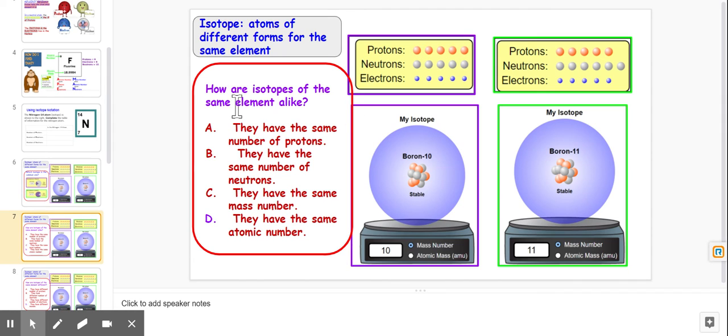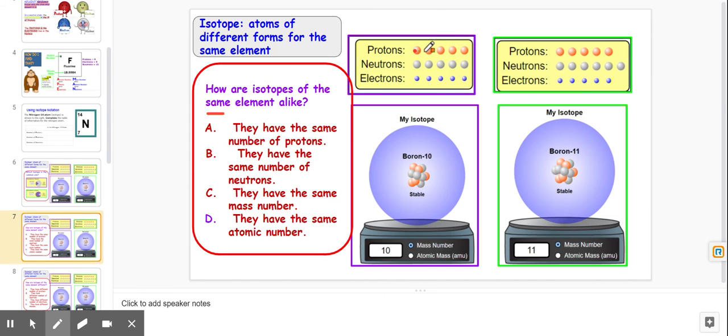Well, we're going to answer that question soon. Let's answer this question first so that we know for sure what an isotope is. This may be a quiz question. How are isotopes of the same element alike? They have the same number of protons.